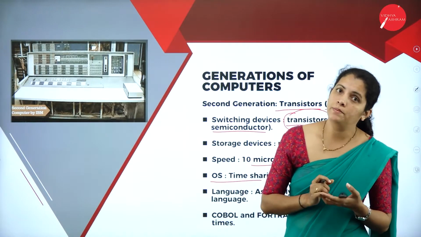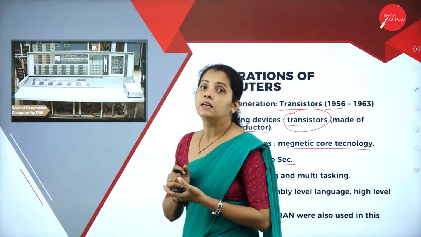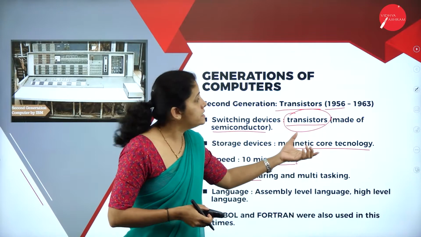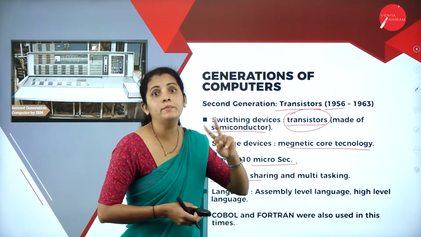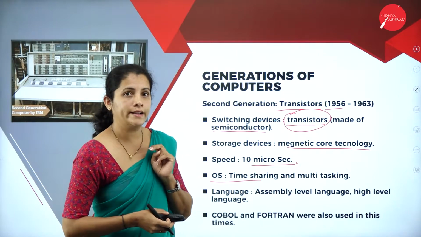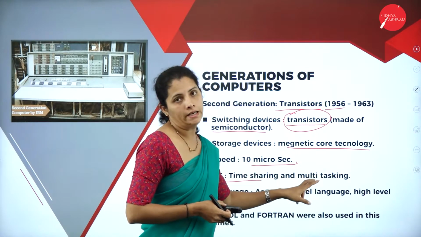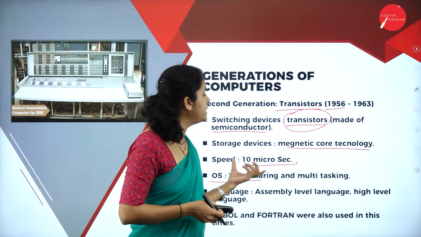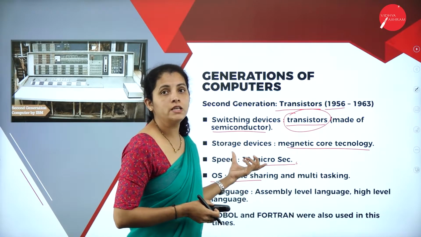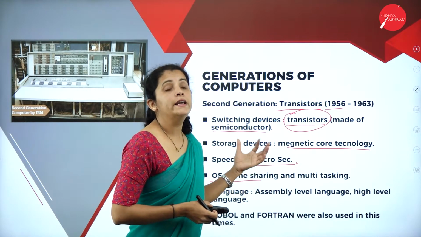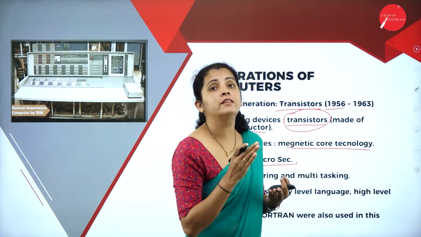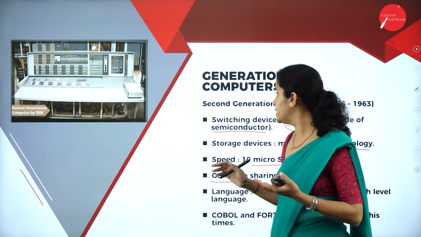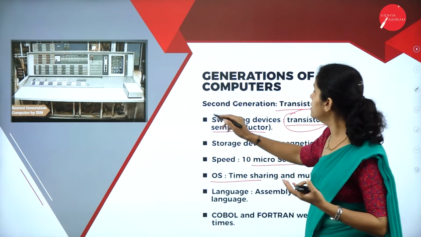So what is time sharing and what is multitasking operating system? The name itself indicates that these generation computer systems are capable of performing more than one task at a time. That is nothing but multitasking. Then what about time sharing? So here the time sharing operating system is mainly based on CPU scheduling, and it allows the user to share their computer resources. So these are the two different types of operating system used during second generation of computer system.